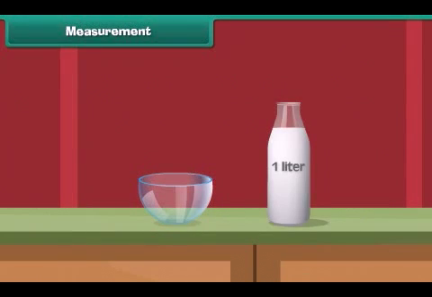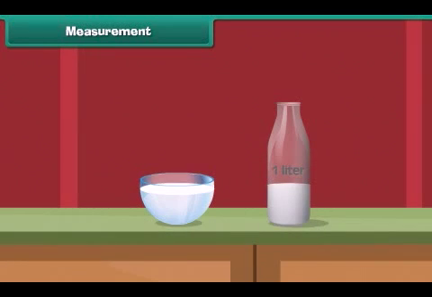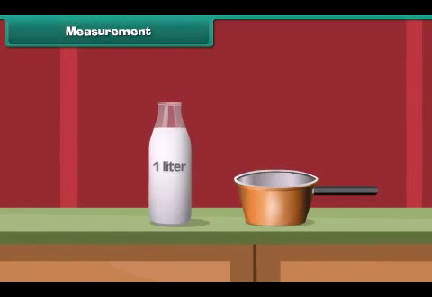Measurement. Now let us pour milk from 1 liter bottle in this bowl. We have seen that milk is still there in the bottle. This means this bowl holds less than 1 liter of milk. Similarly, this pan holds less than 1 liter of milk.